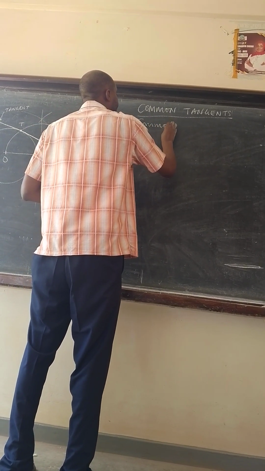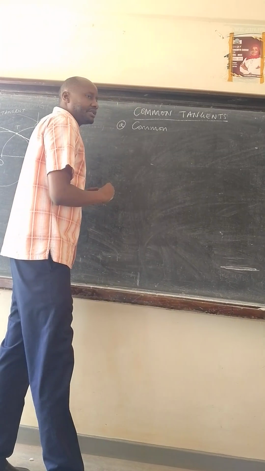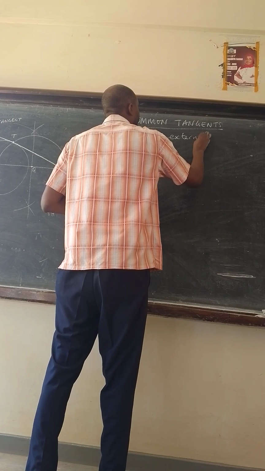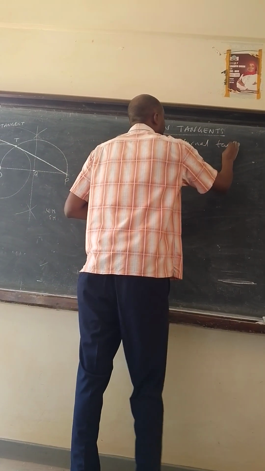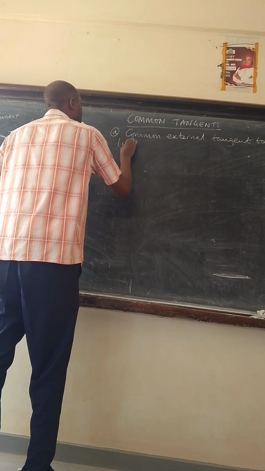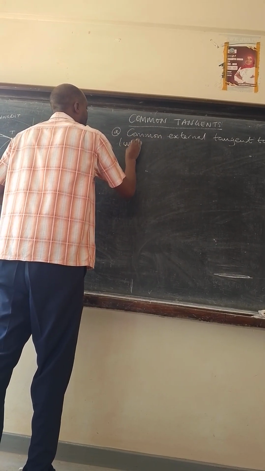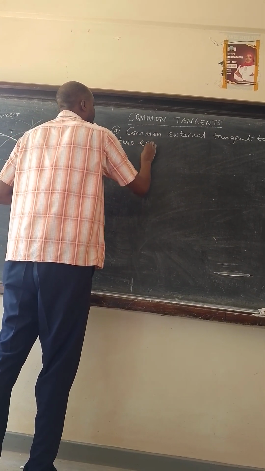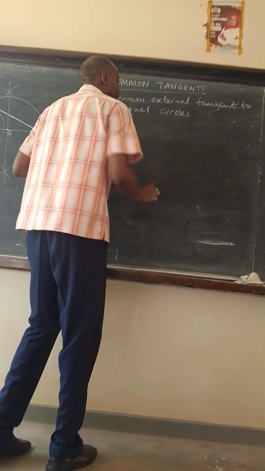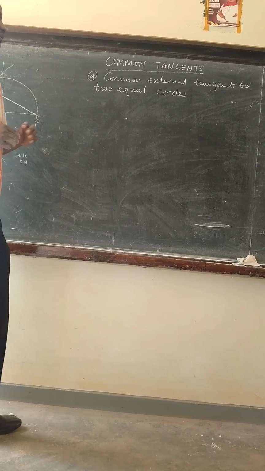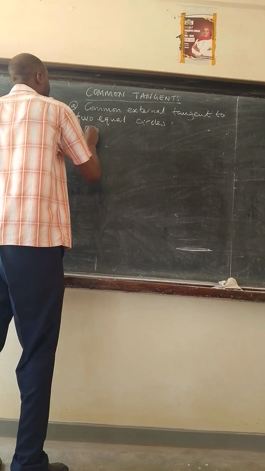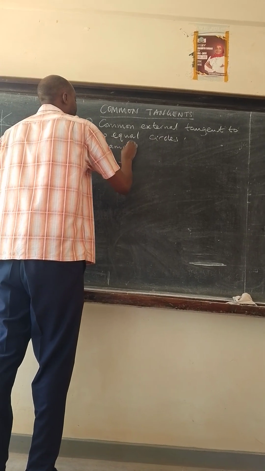Common. I skipped it in the notes because it is quite direct. It can be followed from here. Common external tangent, two equal circles. In the notes we started with the internal. This one wasn't talked about because it is too direct. So we shall use a simple example of two circles which are equal.